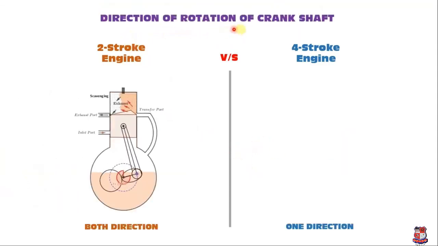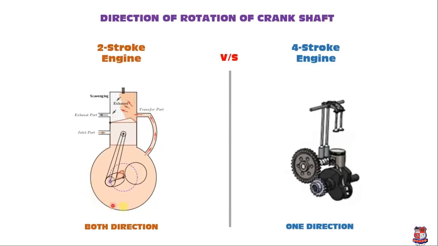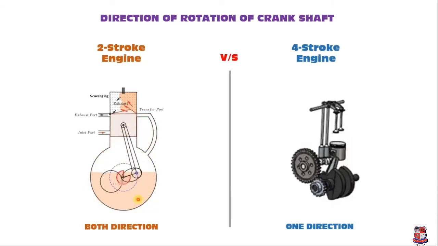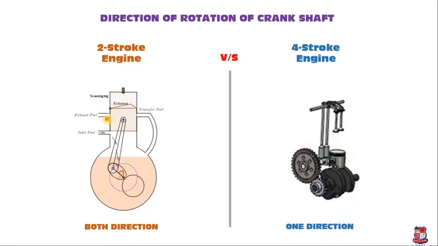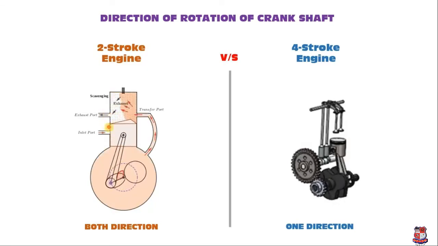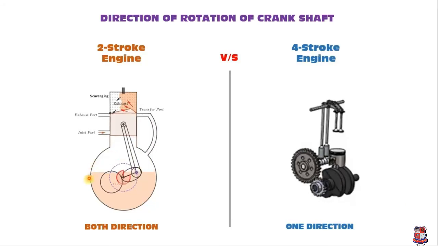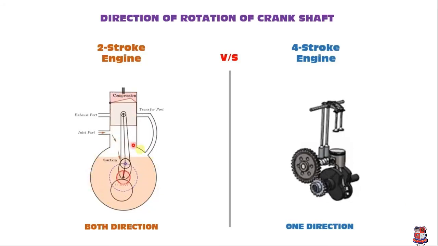Direction of rotation of crankshaft. A two-stroke engine can rotate in both directions, means in counterclockwise direction and clockwise direction. There will be no change in the cycle because these ports are opened and closed based on the relative position of the piston. So it doesn't matter whether you are rotating the crank in counterclockwise direction or clockwise direction. So it will rotate in both directions.